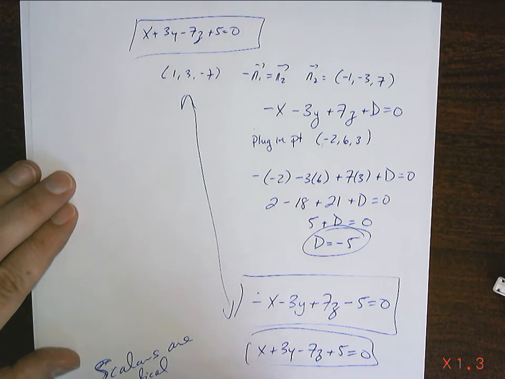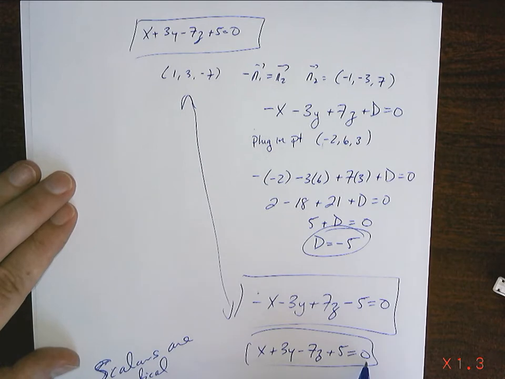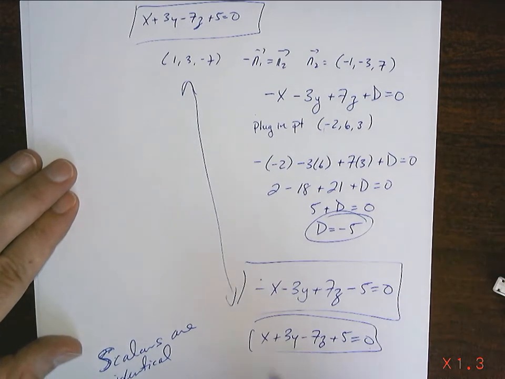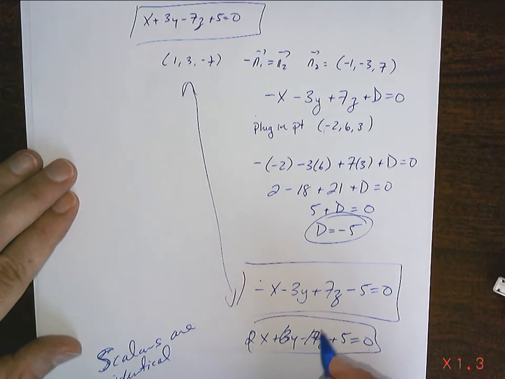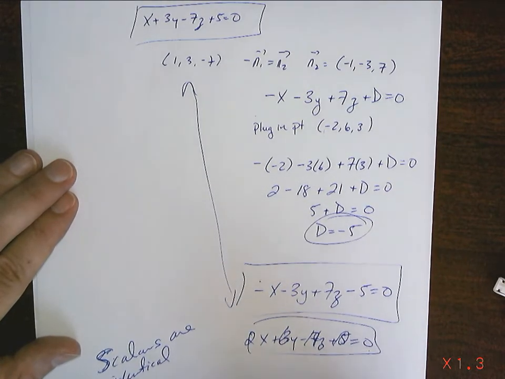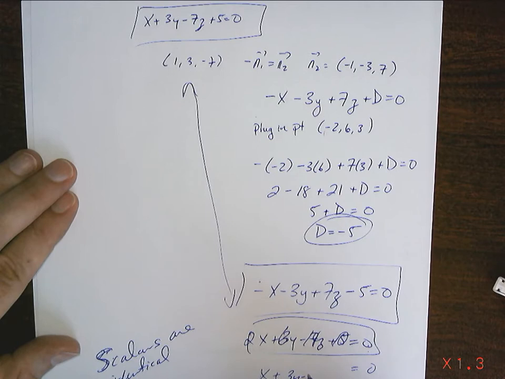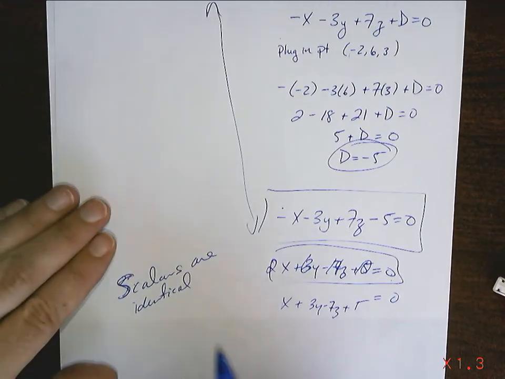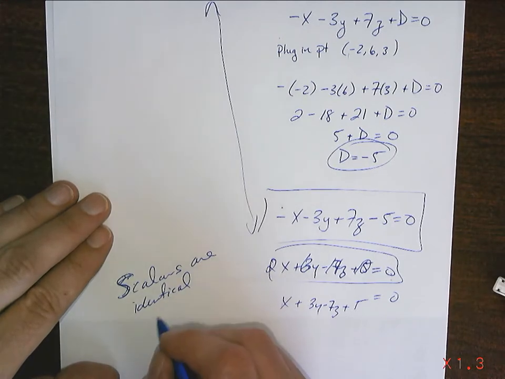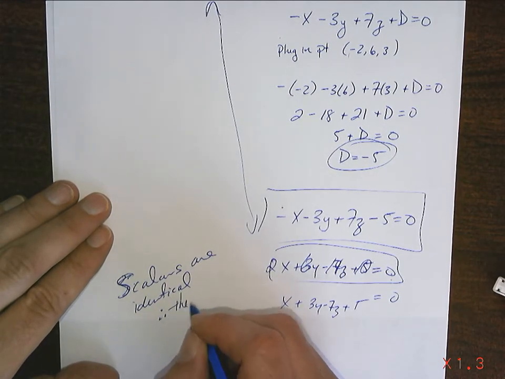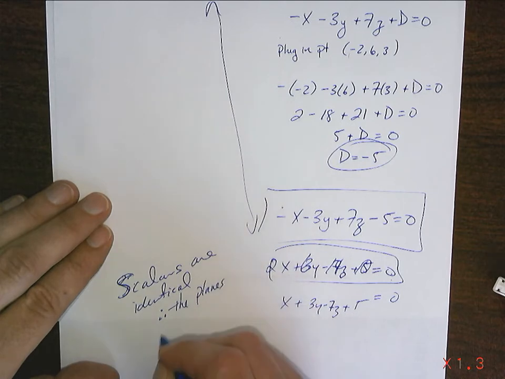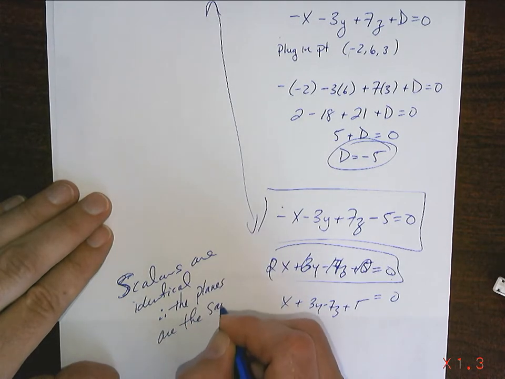or you can say scalar multiples, but with the scalar multiples, because of the 0 on the one side, you divide by that scalar multiple and it comes out of the equation. So if I had made this 2, 6, 14, 10, I just divide everything by 2. 0 divided by 2 is still 0, and I get back to x, 3y, minus 7z, plus 5, and no one's any wiser. So the scalars are identical, therefore the planes are the same, or collinear, whatever you want to say.